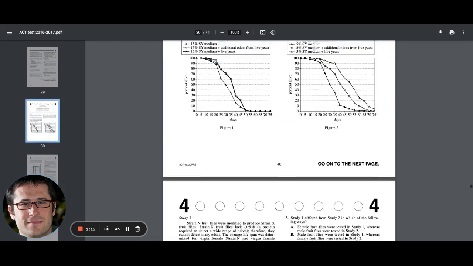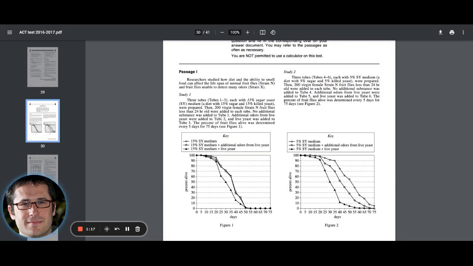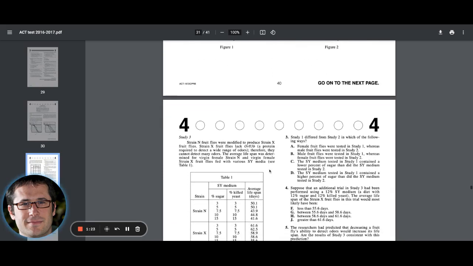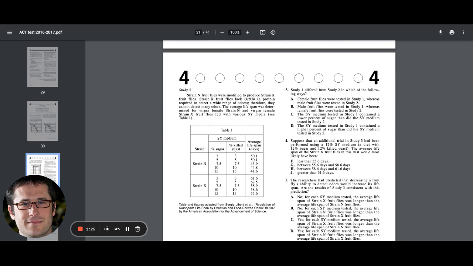Okay. But in most cases, they just change a little bit from one thing to the next, like in one study this is 15%, and in another this is 5%. Okay. And then they do something pretty different, but they don't always do that.